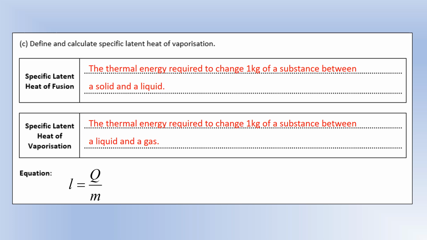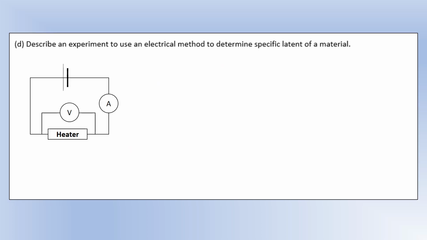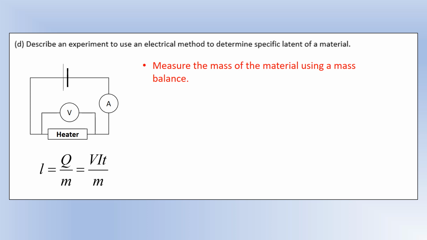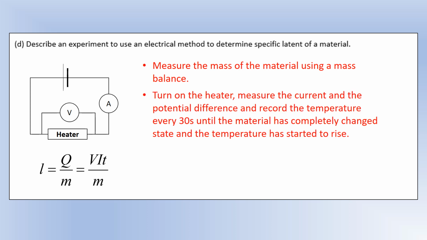There's no temperature in there because temperature does not change during a phase change. And again, the experiment to do this is very, very similar. We're going to use the same circuit, but we're going to use this new equation, and again we're going to substitute in VIT for Q. So again, we're going to need the mass, as we can see from the equation, and we're going to need the potential difference and current readings.